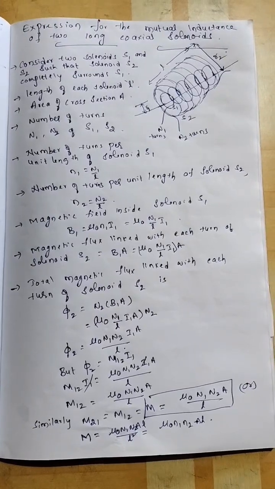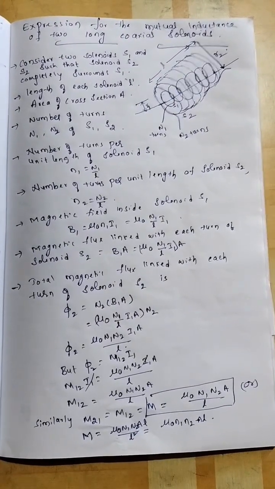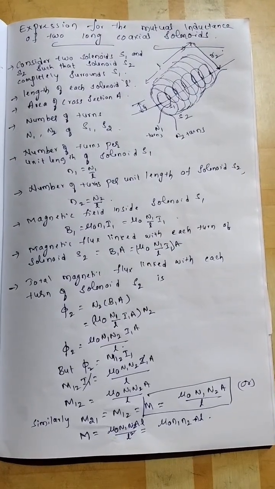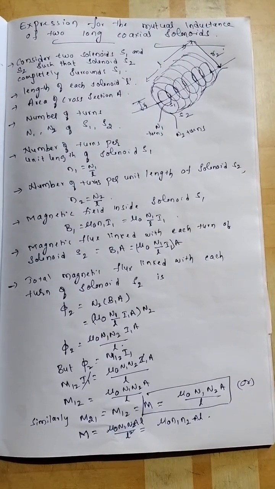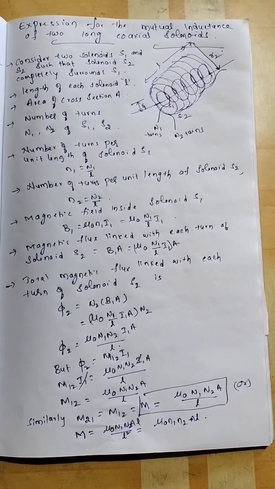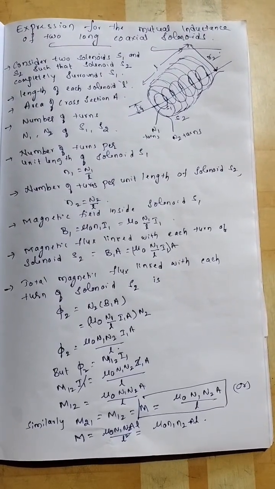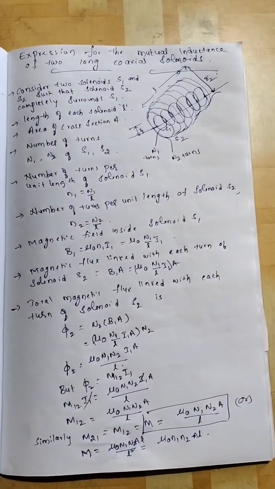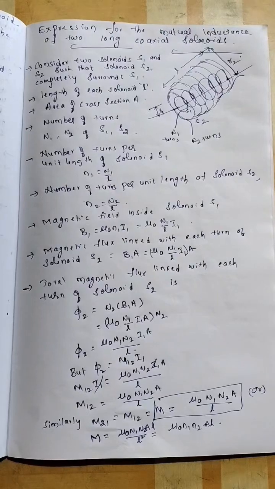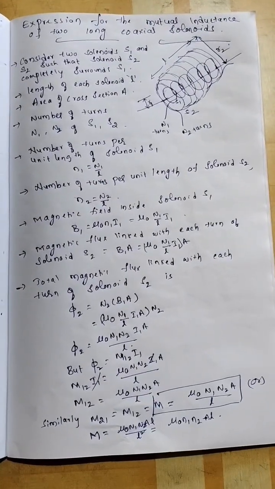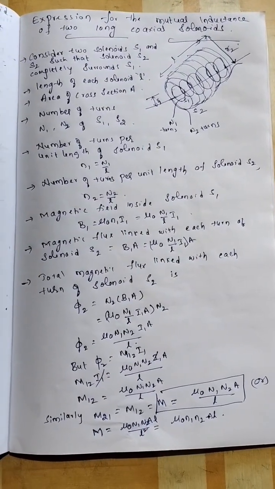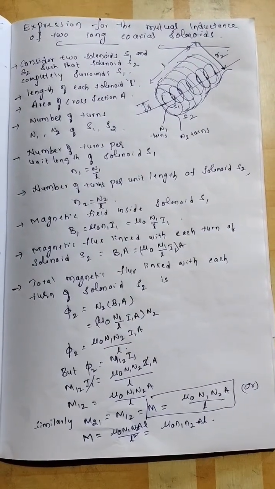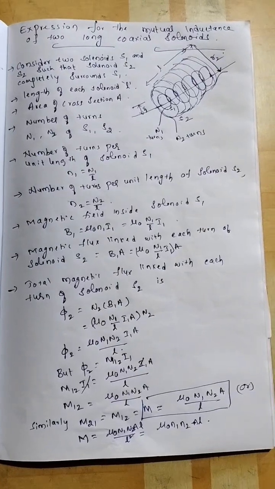And what is B1 in the above equation? Mu naught N1 by L into I1, into A. A as usual. Next, the total magnetic flux we want. How will we write? If N2 is the number of turns of the second solenoid, then we will write N2 B1A. So, substituting B1, we will get mu naught N1 by L I1 A into N2. Now phi 2 becomes, in a systematic manner, mu naught N1 N2 I1 A by L.